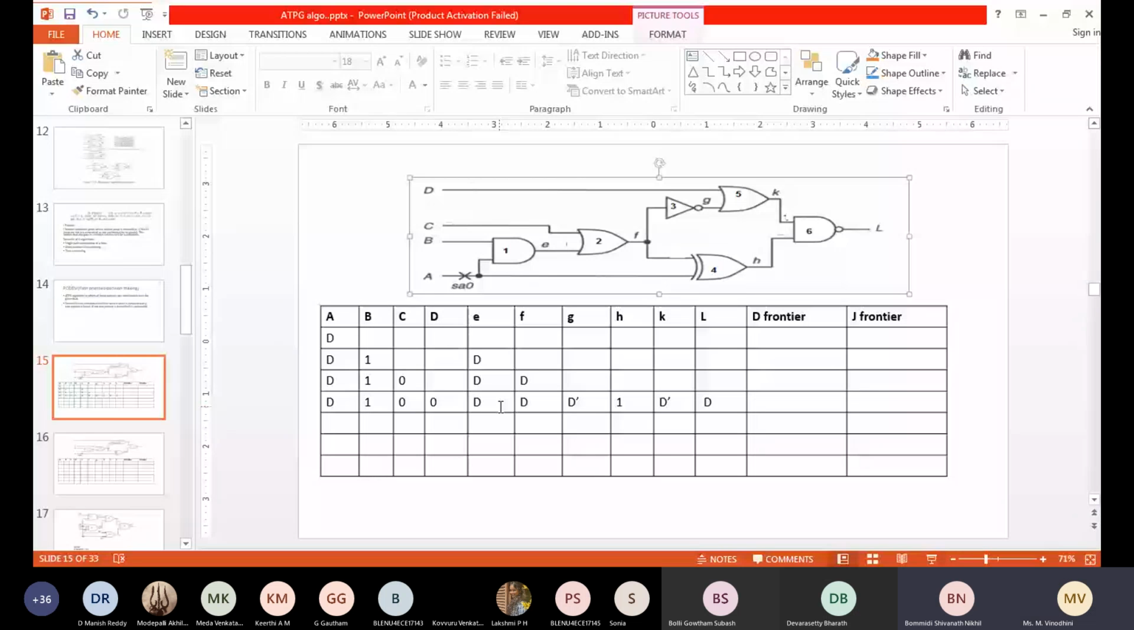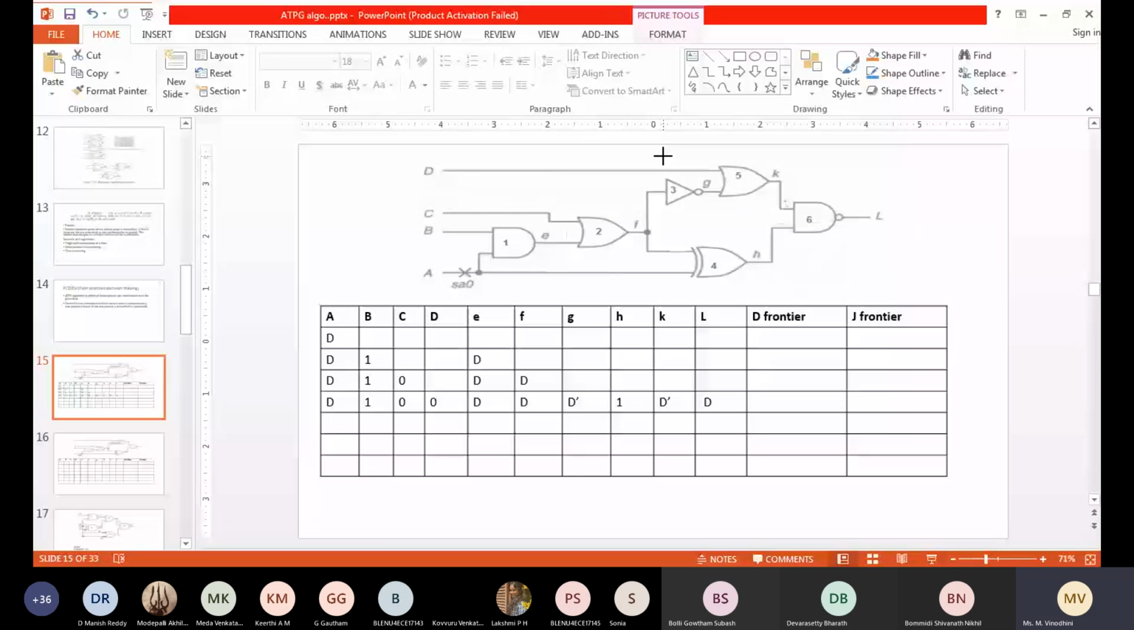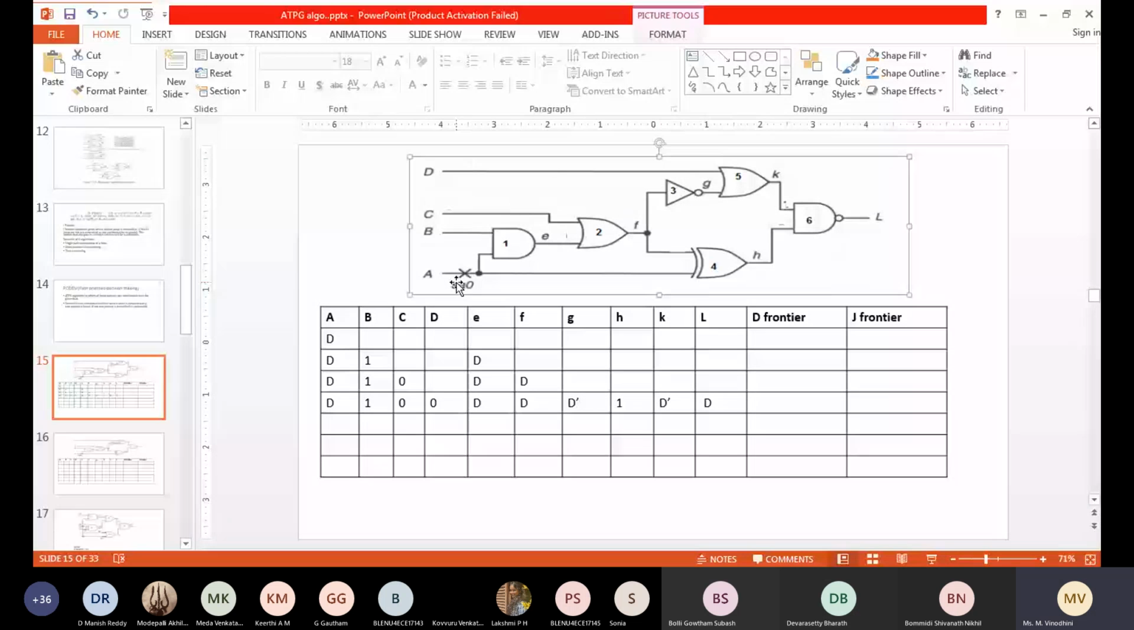So line justification is possible here? No, ma'am. No, line justification has failed. Actually, here for the fault A, there are many paths available. I took the top one, and here also I took the top one. If I had taken the bottom path, maybe I would have got the result. So here I failed to get the answer. Now immediately you have to start working on the next path.